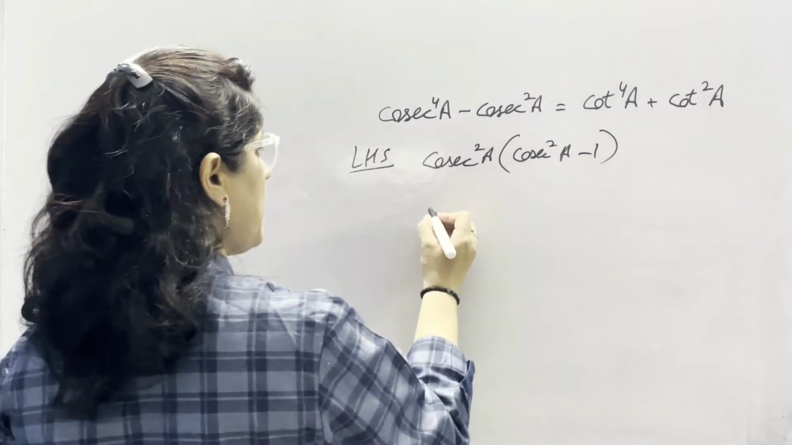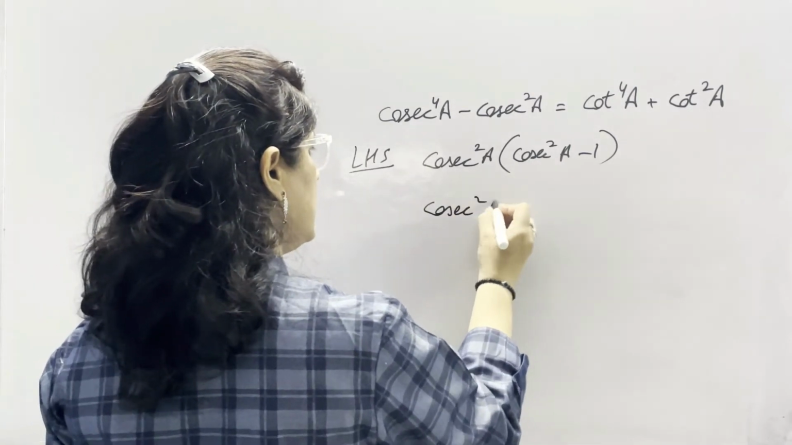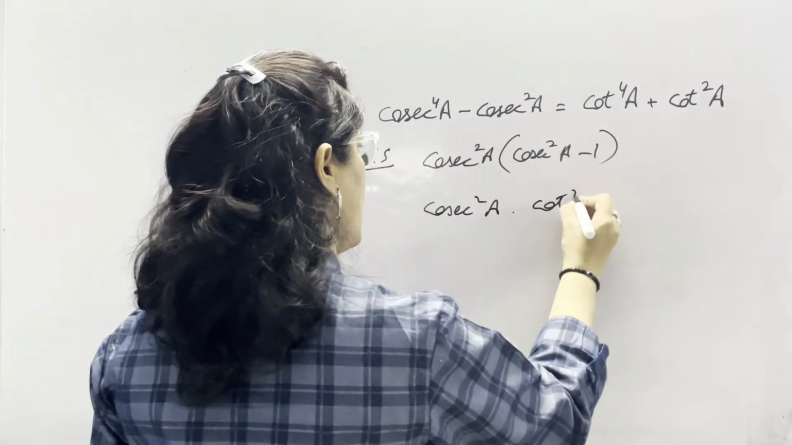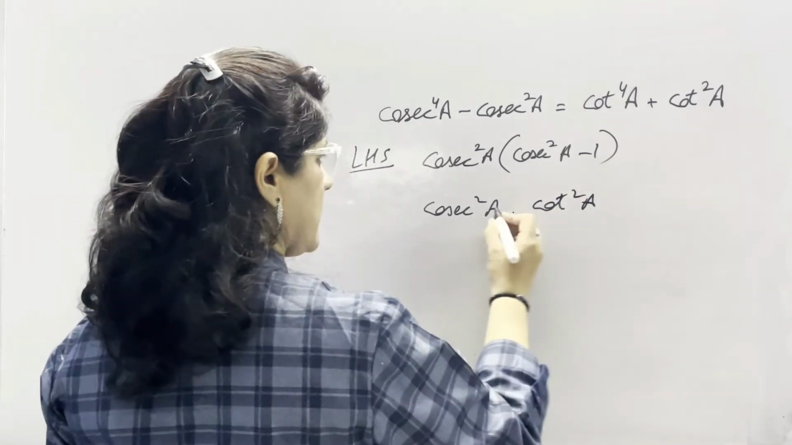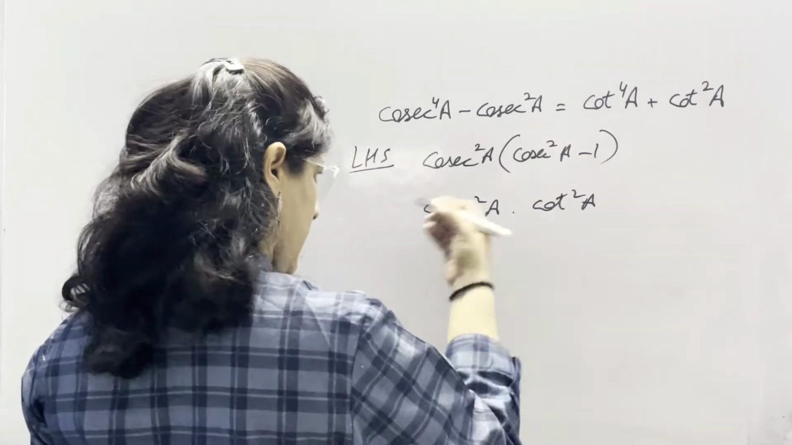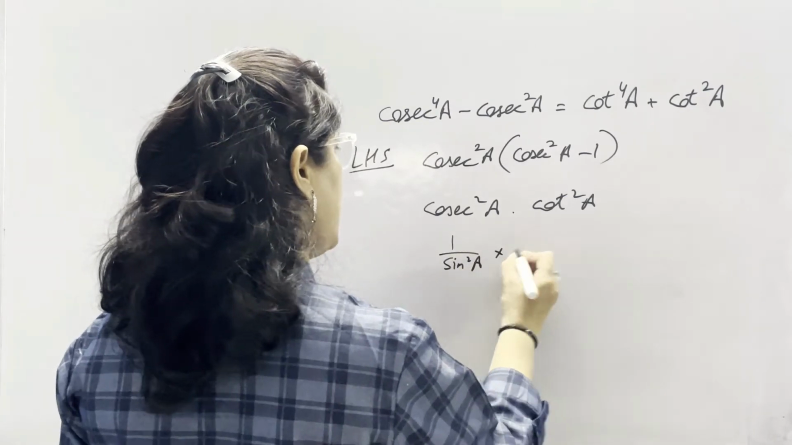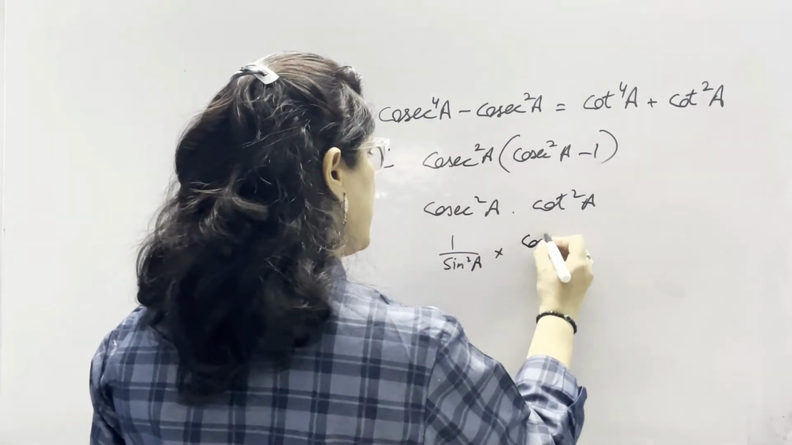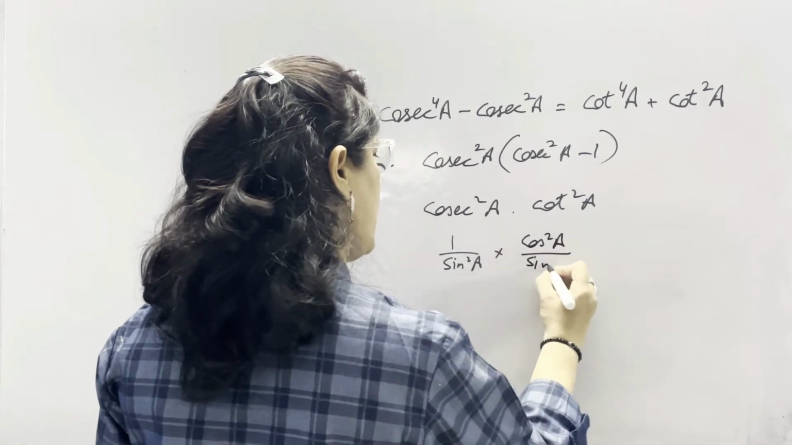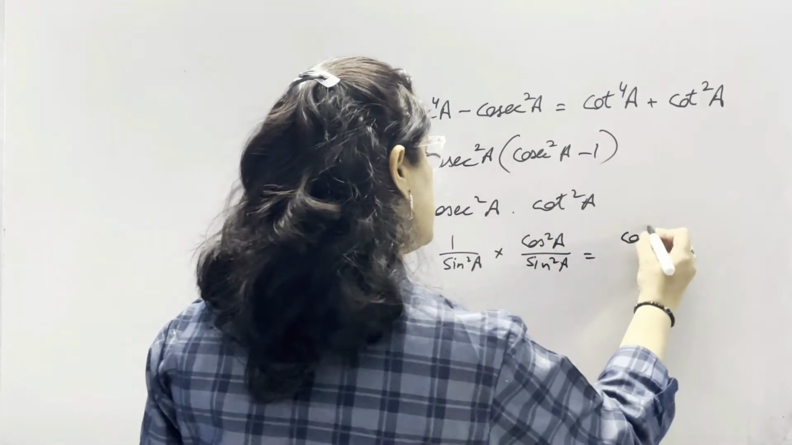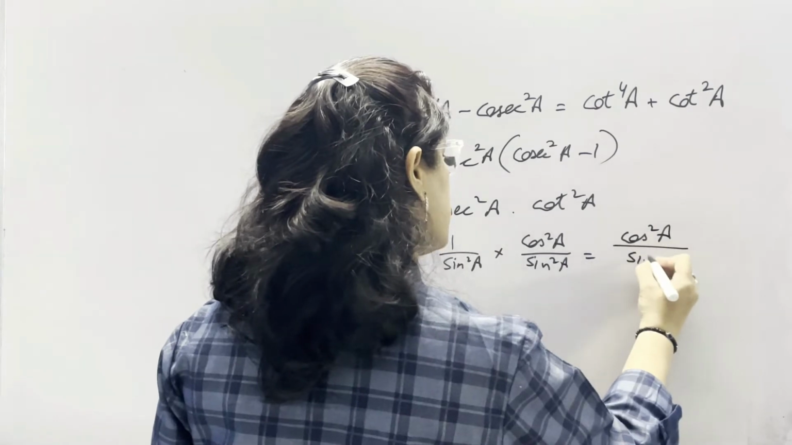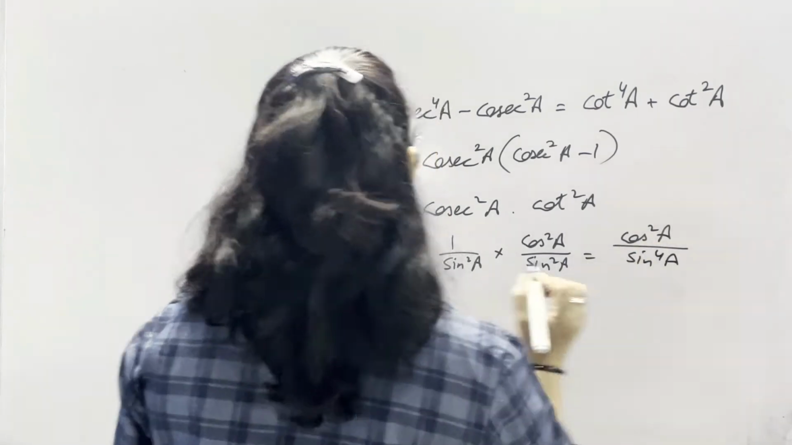Now cosec square A minus 1 is equal to cot square A. So cosec square A into cot square A. If we want to simplify, we can further simplify it by writing sin square A, and cot square we can write as cos square A upon sin square A. It means cos square A upon sin 4A is our LHS.